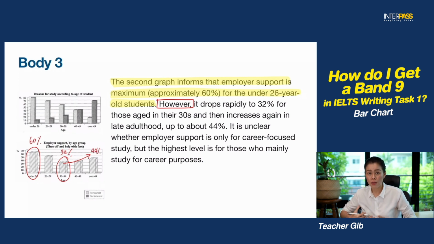See, we do not talk about every single piece of information, but we just raise the very important ones. And the last sentence: it is unclear whether employer support is only for career-focused study because the graph doesn't say. But the highest level is for those who mainly study for career purposes, which is where you will see the linkage. Highest support for people under 26. So we look up at the first graph. This one is also the highest percentage in studying for career too. So this is really straightforward.